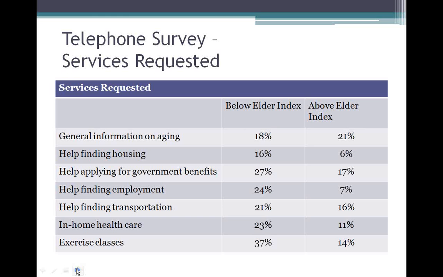However, in a different slide that wasn't in the presentation, we see that the current use of the system is very similar. However, seniors falling below the index really desire some additional services. You'll see there's a huge disparity in help finding employment, help applying for benefits, help finding housing, exercise classes. So these are things that exist in the community, but it seems like there's an access issue for those falling below the index. Okay, next slide.